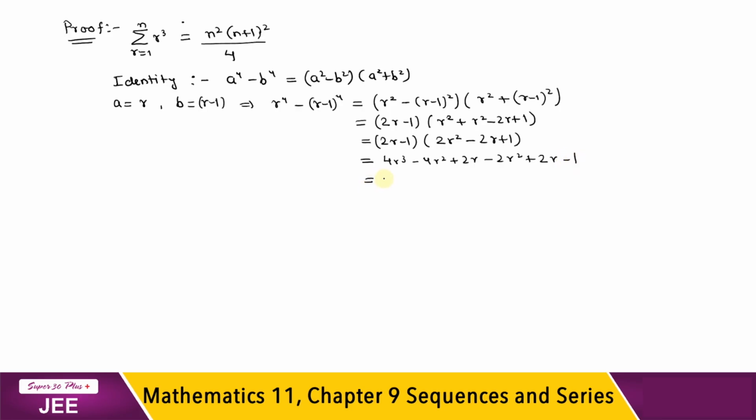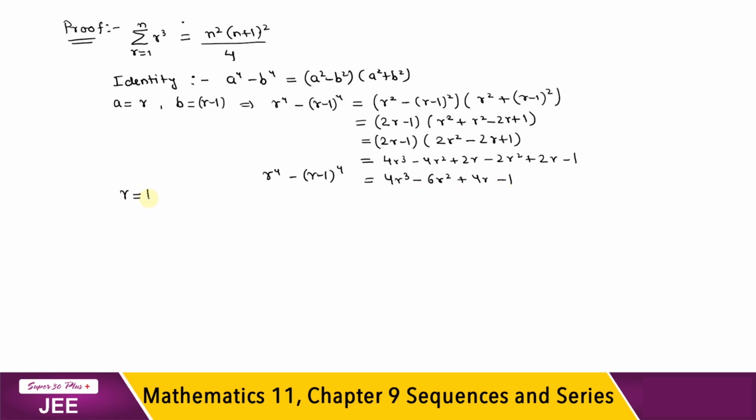So in all, we are going to get a cubic in r, which is 4r cube minus 6r square plus 4r minus 1. So r raised to the power 4 minus r minus 1 raised to the power 4 can be written like this. Alright, now again we have to keep substituting the values of r from 1 to n.